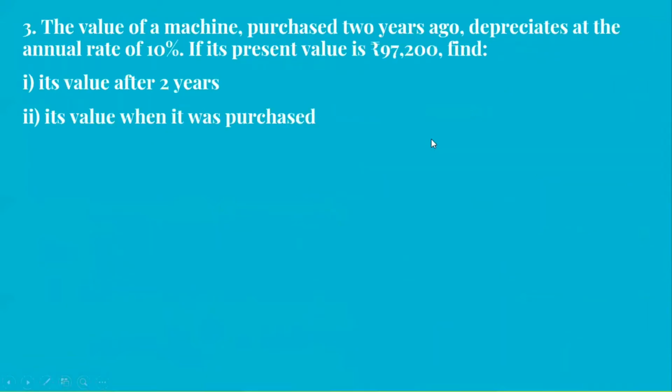It says the value of a machine purchased 2 years ago depreciates at the annual rate of 10%. If its present value is rupees 97,200, find its value after 2 years and its value when it was purchased. So this is the depreciated amount. The depreciated amount is 97,200. The rate of depreciation is 10% per annum, and it is for 2 years, so n is equal to 2 years.